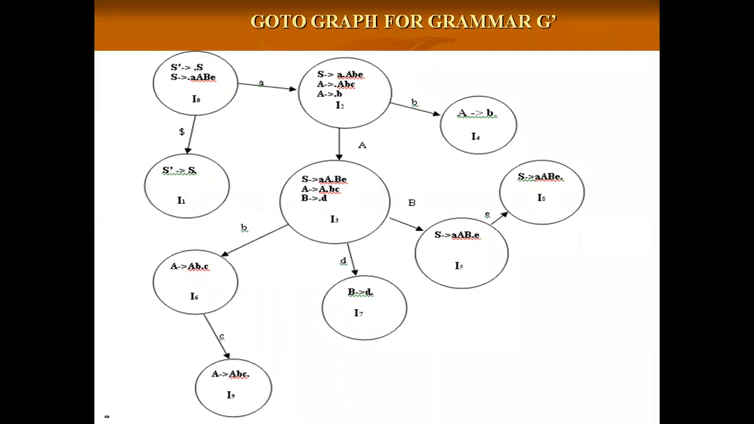In the next class, I will explain the other type of parsing technique. By knowing how to construct the go-to functions, how to construct the parsing table, and how to parse the input string with the stack, if you understand all these concepts, then it is very easy to understand the other techniques under the LR parsings.